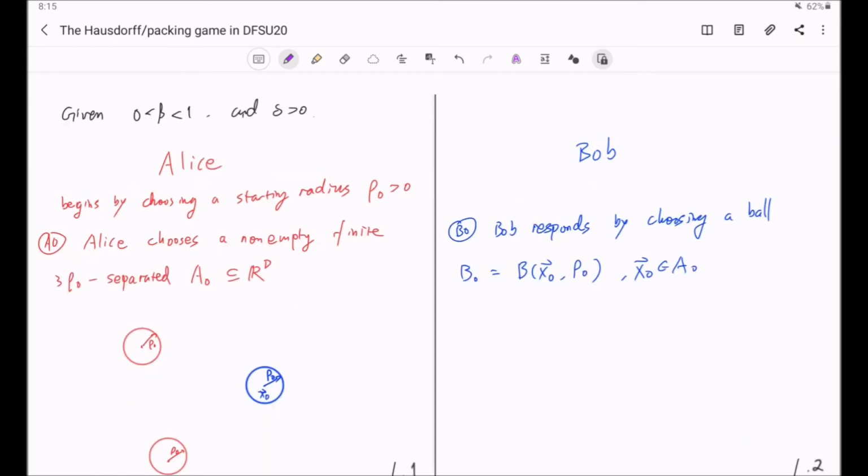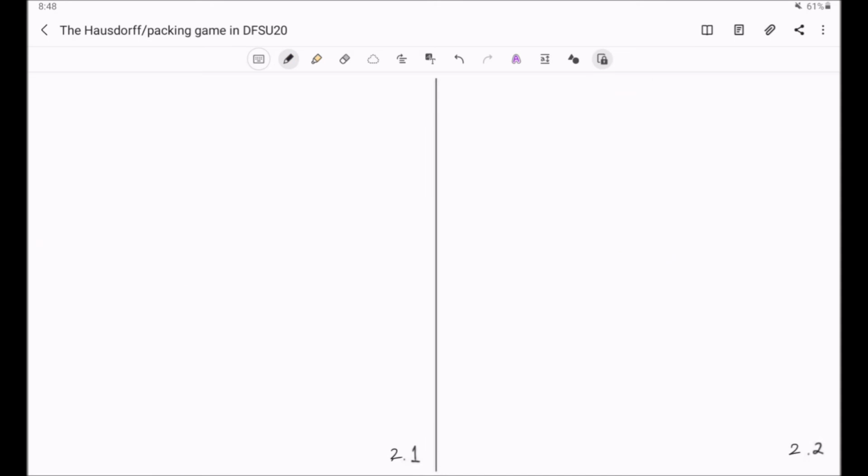The game itself will be called the delta dimensional Hausdorff, or respectively the packing game. Another question is, who is the winner of the game, and how do we determine the winner? What is the criteria?